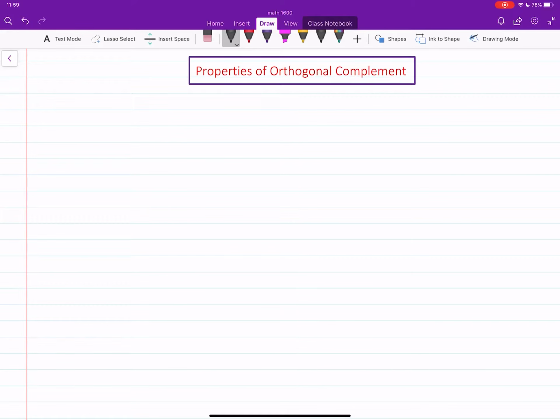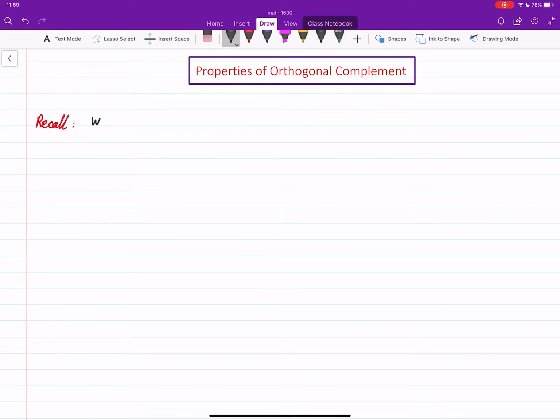Hi, in this video we will study properties of orthogonal complement, and we will see what the orthogonal complement of the row space and column space of a matrix is. Well, let me recall what the orthogonal complement is.